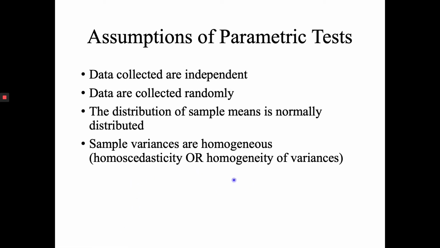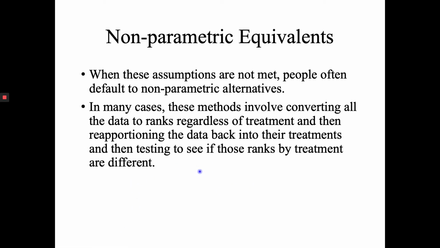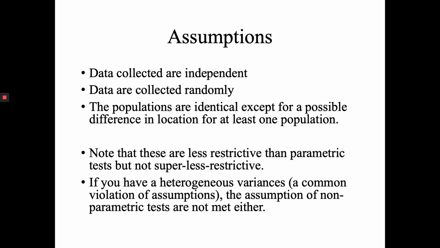So here we have the normal assumptions, but when these assumptions are not met, people often default to nonparametric alternatives. In many cases, these methods involve converting all the data to ranks, regardless of treatment. So it just puts all of the data in one big pool, and then ranks them from smallest to largest, and then reapportions those data back into their treatments, and then tests to see if those ranks by treatment are actually different.